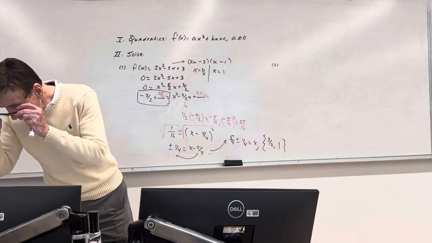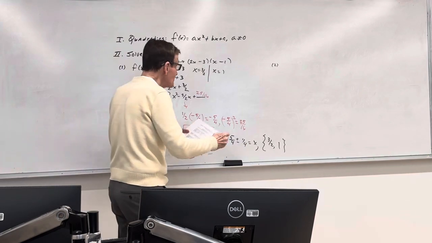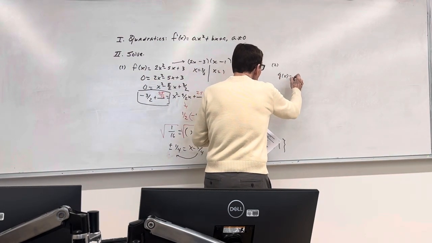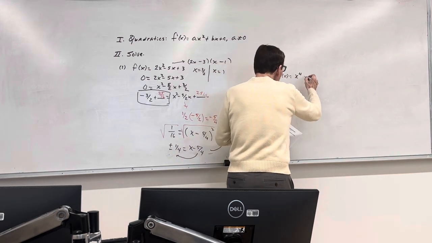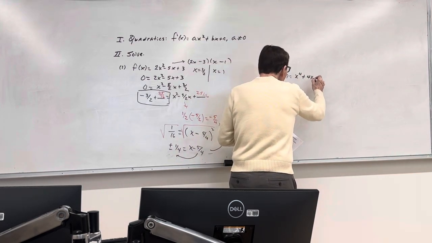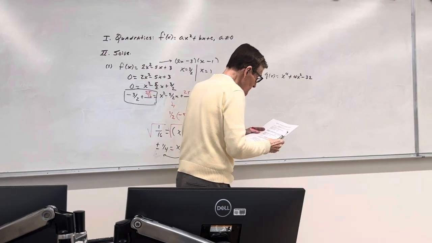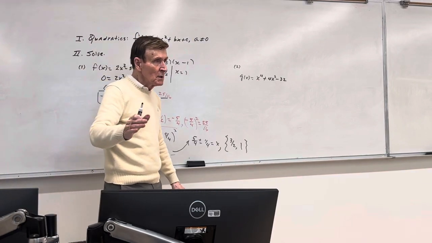Next, they're asking me to solve this one. x to the 4th, we call it g of x. Find the zeros. x to the 4th plus 4x squared, subtract 32. Please tell me, my students in my 4 o'clock session, did we do this one?